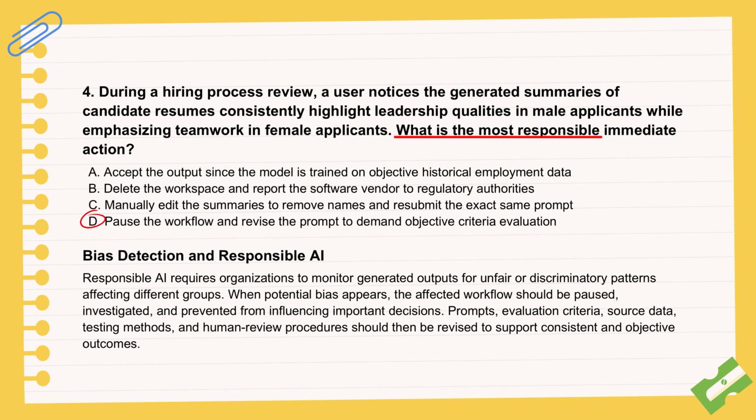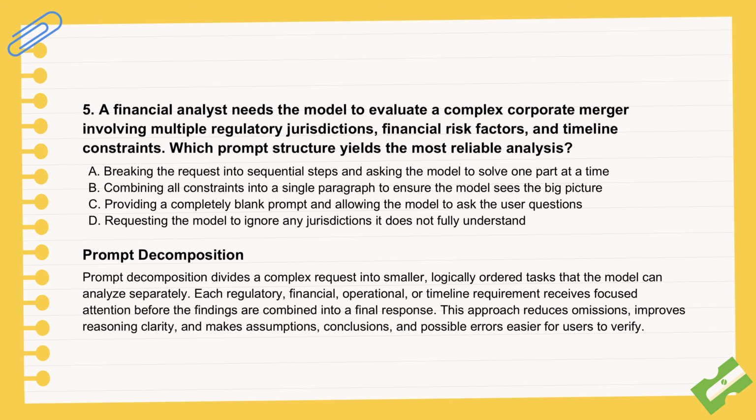Let's look at complex analytics. Question 5. A financial analyst needs the model to evaluate a complex corporate merger involving multiple regulatory jurisdictions, financial risk factors, and timeline constraints. Which prompt structure yields the most reliable analysis? The correct answer is A. Breaking the analysis into sequential steps allows the model to examine each jurisdiction, risk factor, and timeline requirement separately. This reduces omissions and makes the final analysis easier to verify.